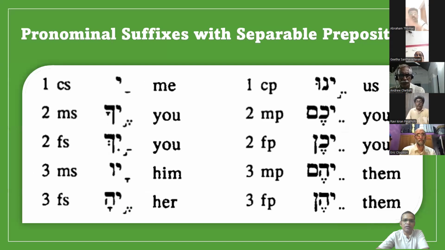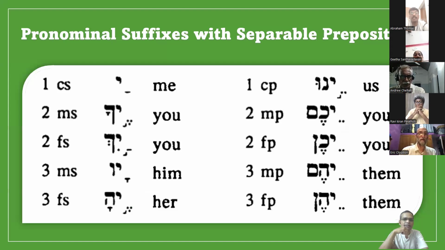Now coming to the pronominal suffixes with separable prepositions. We have learned certain separable prepositions, and you see there are some changes here in the ending. First common singular is not hireq yod but patah followed by yod, meaning me. Second masculine singular, accented segol, yod, final kaf, and qamets. Whenever you come across segol plus yod, it has to be pronounced as long e.